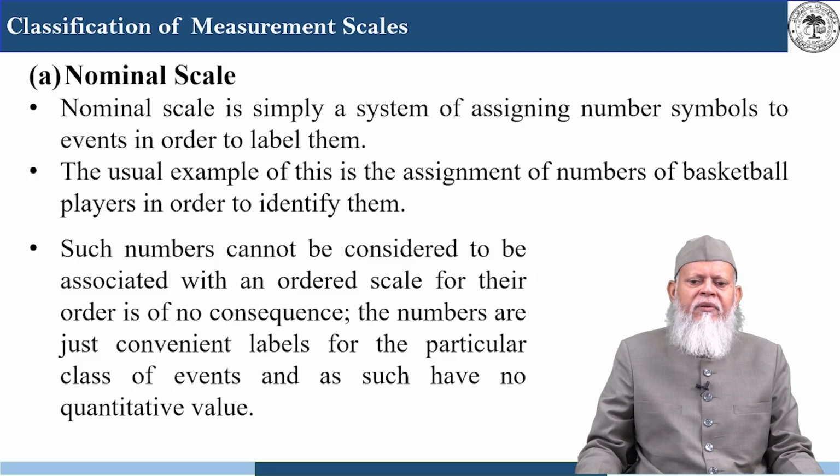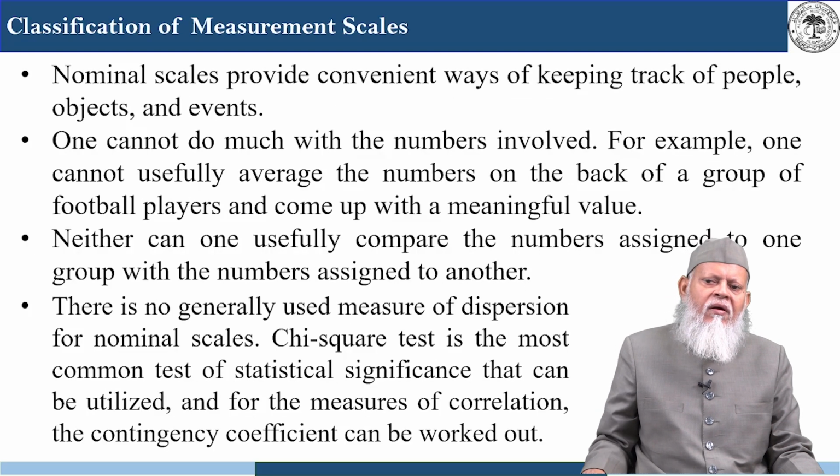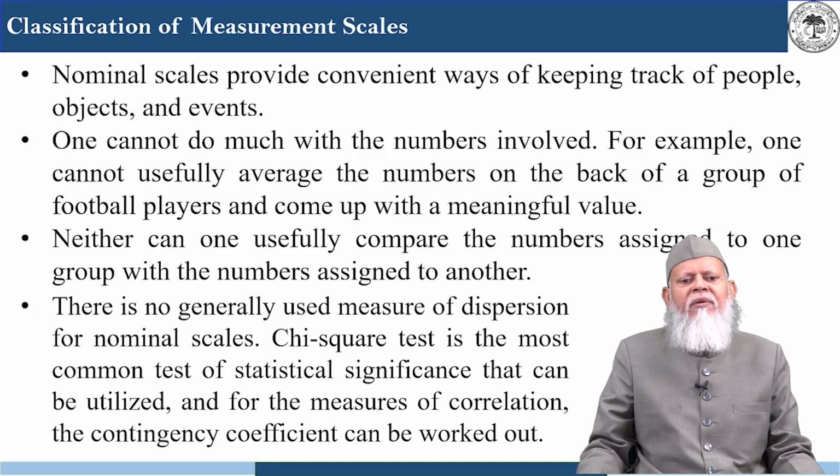Such numbers cannot be considered to be associated with an ordered scale, for their order is of no consequence. The numbers are just convenient labels for the particular class of events and as such have no quantitative value. So, the nominal scales provide convenient ways of keeping track of the people, objects and events.